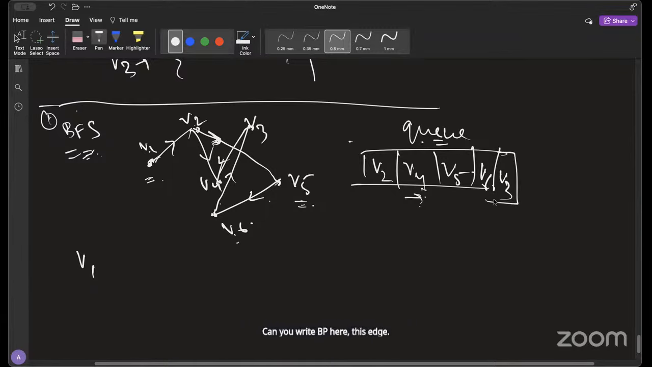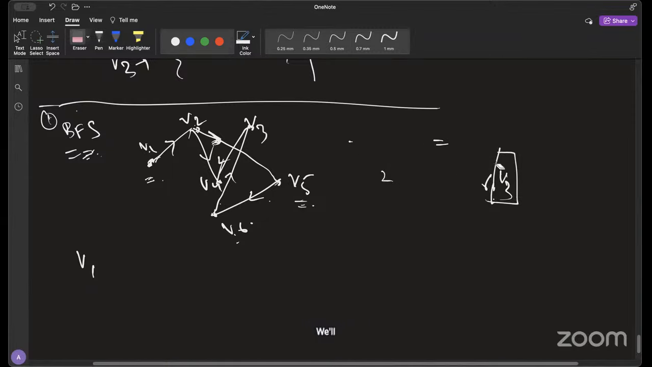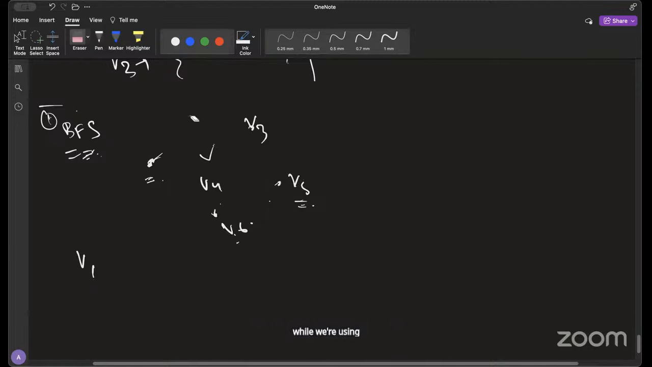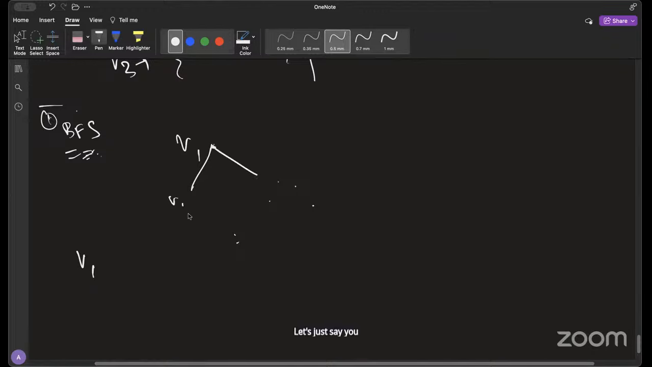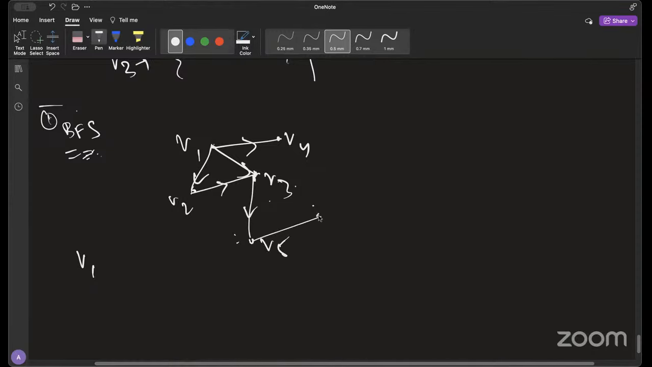Then you write V3 here, this edge. Is this fine? This thing doesn't very clearly emphasize how we are using the BFS approach. Let's just take some other example. Let's just say you have V1. Let's just say you have this thing.